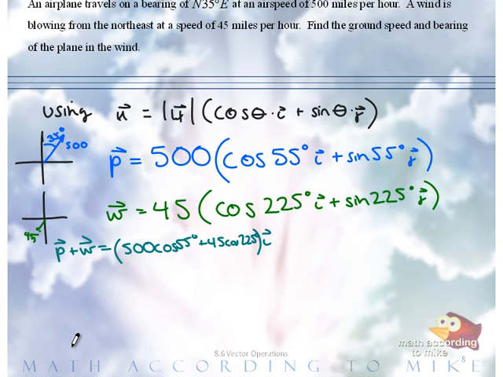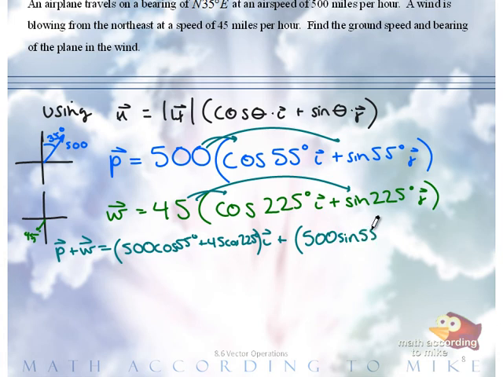So what's the coefficient of vector j? You want to imagine that you distributed these through. Good. 500 sine of 55 degrees plus 45 sine of 225 degrees. Very good.